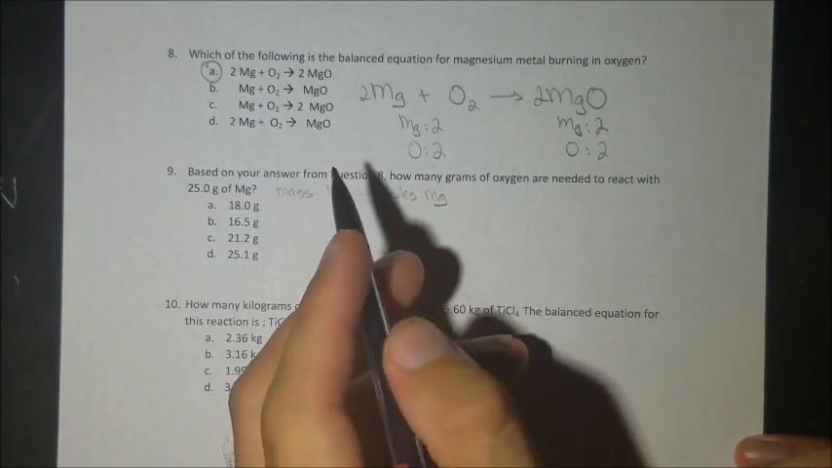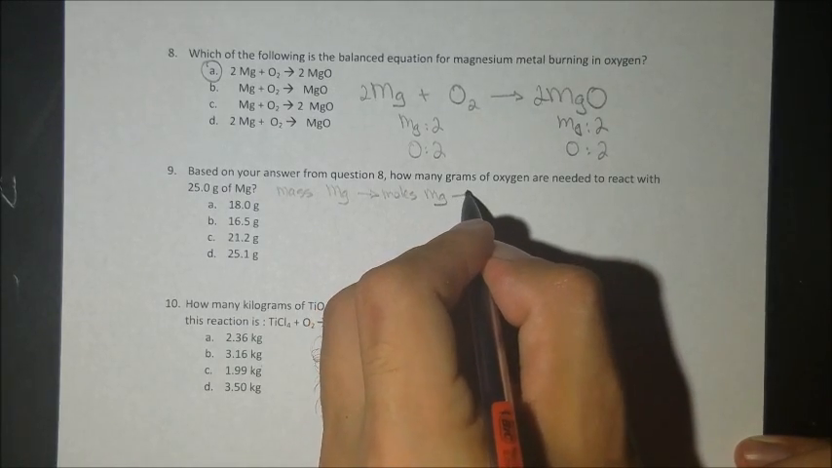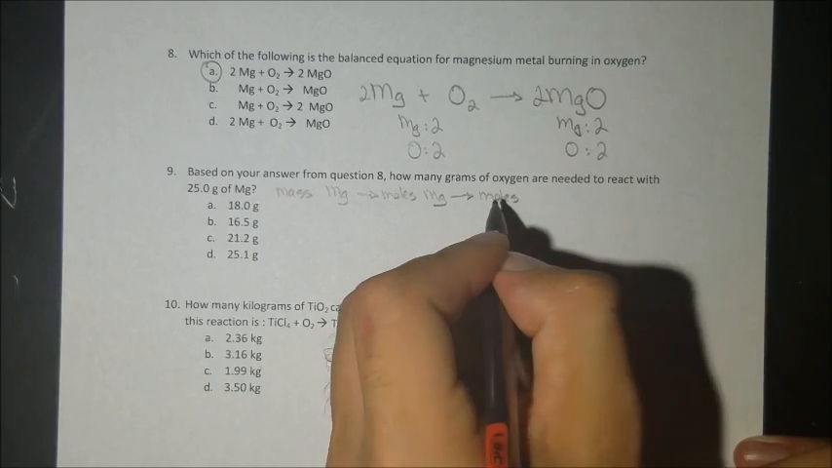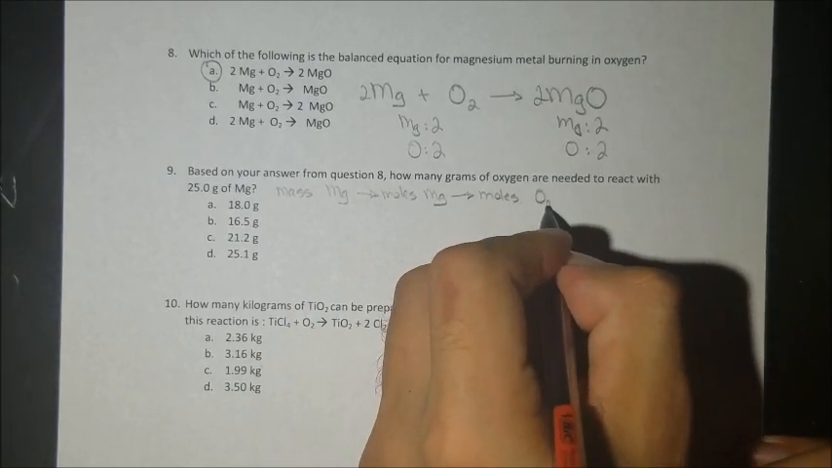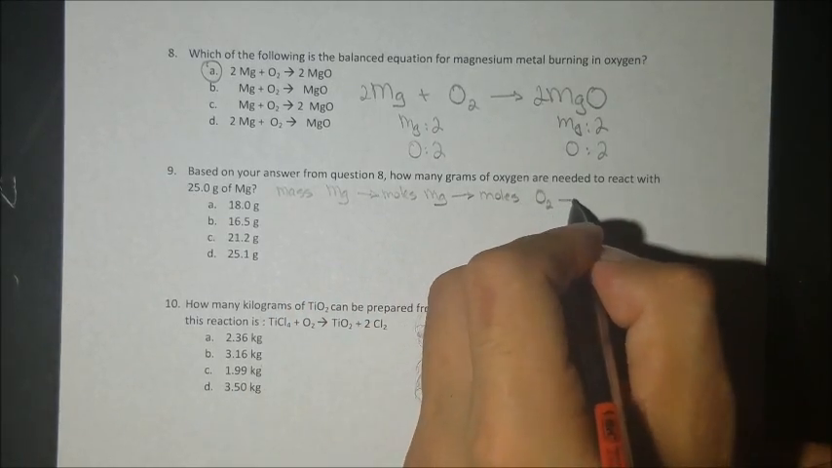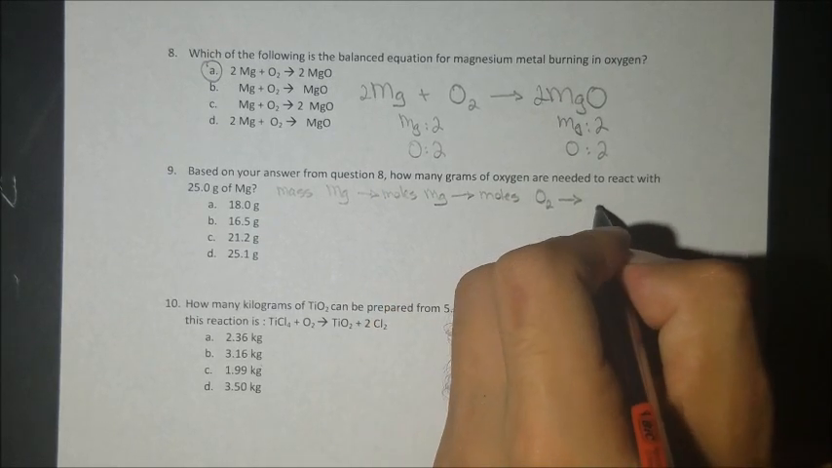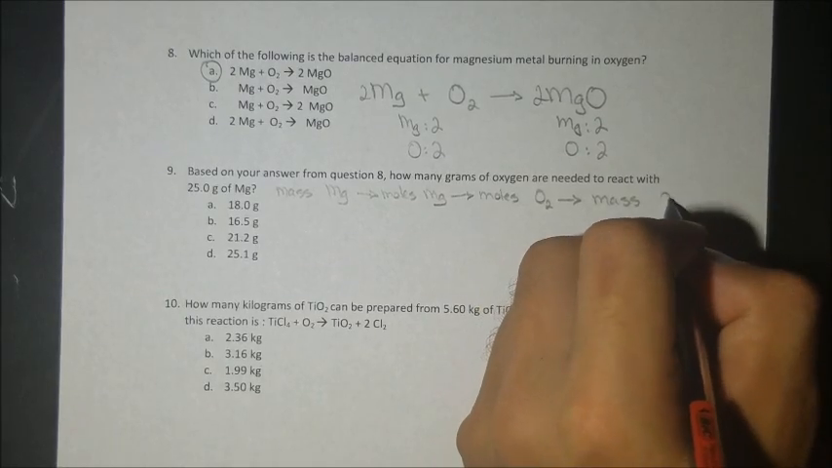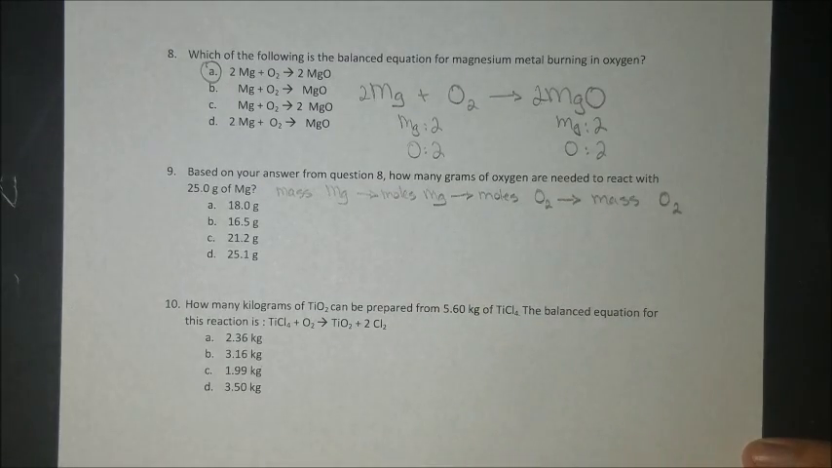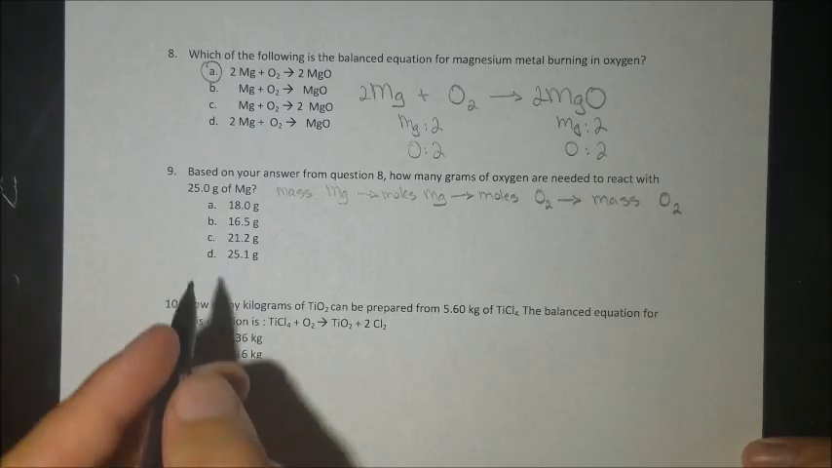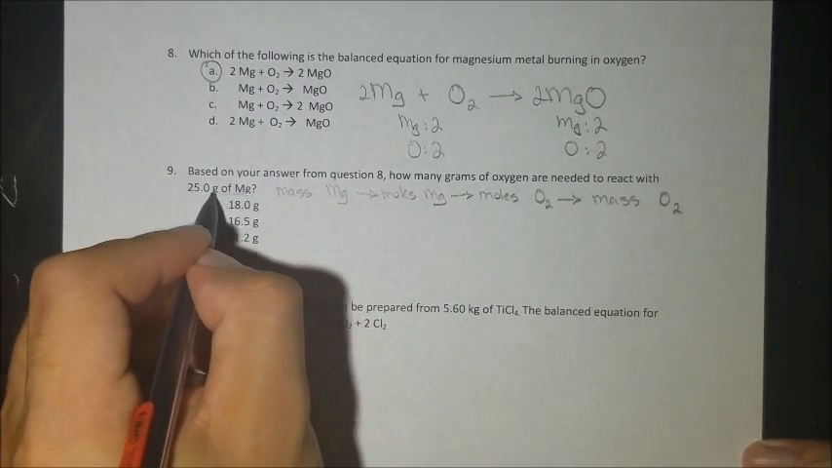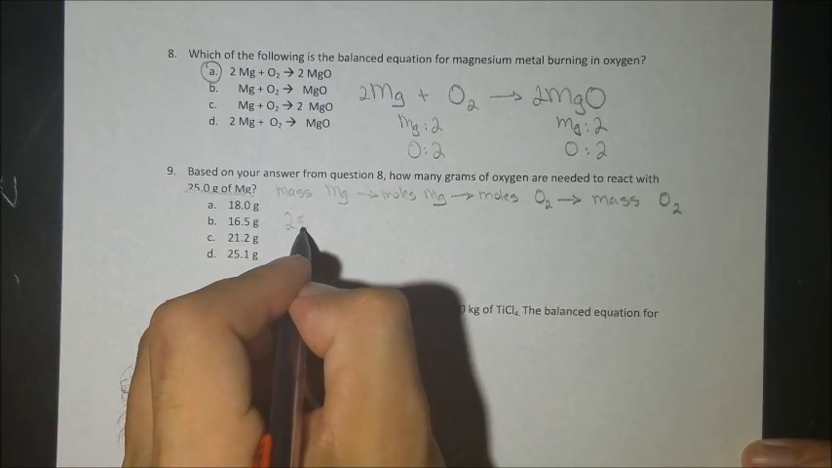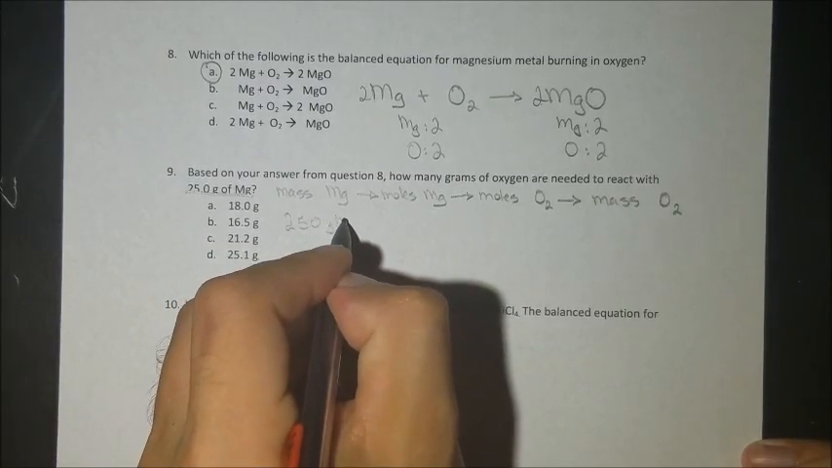So we convert first into moles of magnesium, and then we use the balanced chemical equation to give us moles of oxygen. And then once we know the moles of oxygen, we're going to calculate the mass of oxygen that that corresponds to. And that's going to be our answer. So let's go ahead and do that. We start out here with 25 grams of magnesium. So that is our mass of magnesium, 25.0 grams of magnesium.